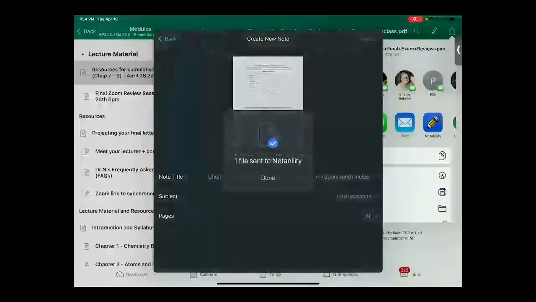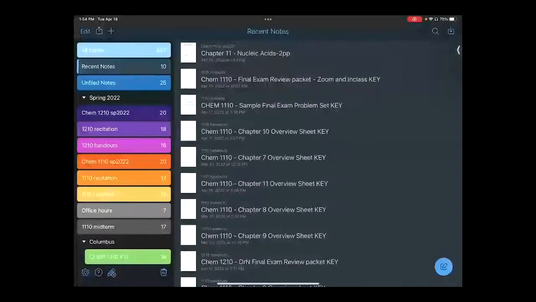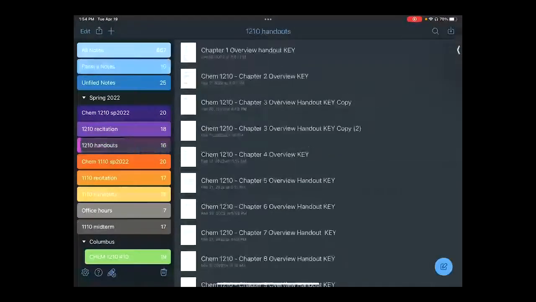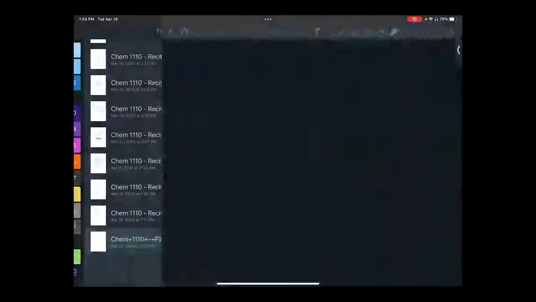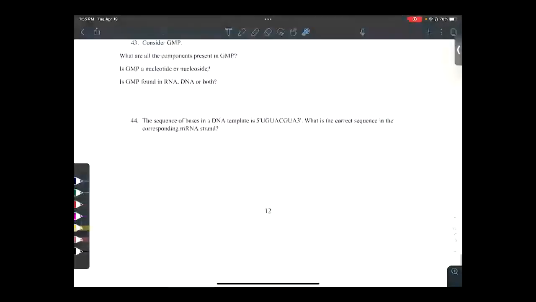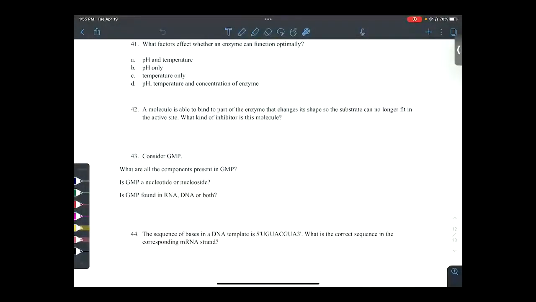Create new note, whatever, go. Okay, let's go to page 12 and see if we can't put it all together. Recent notes here, nope. Where did I just? Okay, here. All right, so let's go to page 12 and see if we can't do some of these questions, kind of wrapping up chapter 11. And the key's already posted here, so if you want to work through it yourself, you can do that. Let's actually start on question 43.